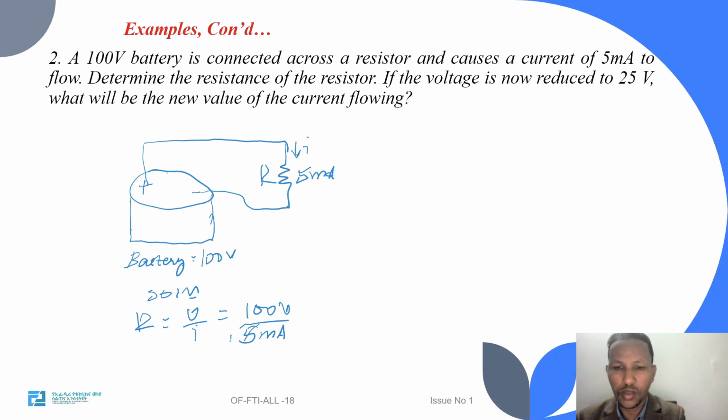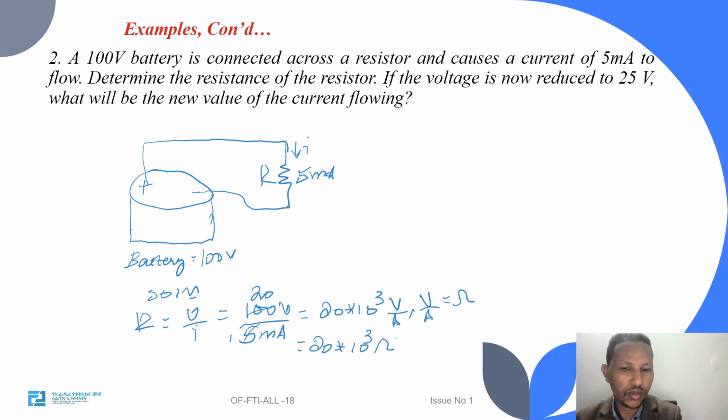100 divided by 5 is 20. So 20 times 10 raised to 3 volt over ampere. You know that volt over ampere is ohm, so it is 20 times 10 raised to 3 ohm. 10 raised to 3 is kilo, so we have 20 kilo ohm. Using this, we can determine the value of the resistor, given the voltage and the current passing through the resistor, just by applying Ohm's law.